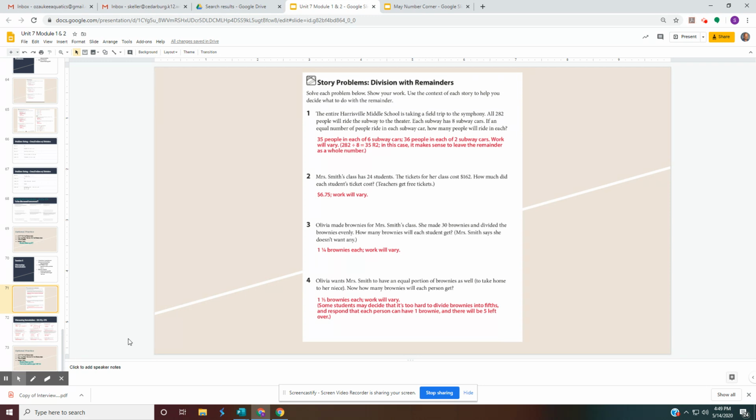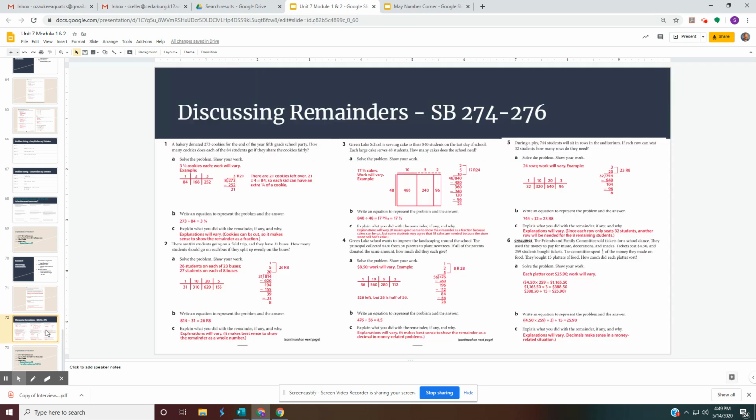Now, look at pages 274 through 276. Here you go. Again, the way that you came up with these answers is going to be a little bit different, but how you chose to use the remainder is what's most important. All right, and making sure that you answer the questions that are being asked.